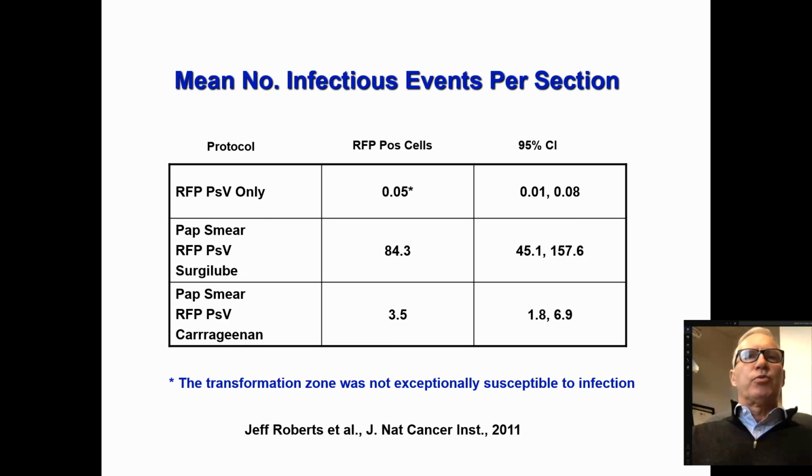And almost all of those were interrupted or prevented if we simply made the intervention that on the glove, the digital exam was done with carrageenan rather than Surgilube. So these are really quite dramatic results. And just to note, we did see infection of the ectocervix, the transformation zone, and the endocervix. And it didn't look like the transformation zone was exceptionally susceptible to infection as opposed to the other sites. So, next slide.